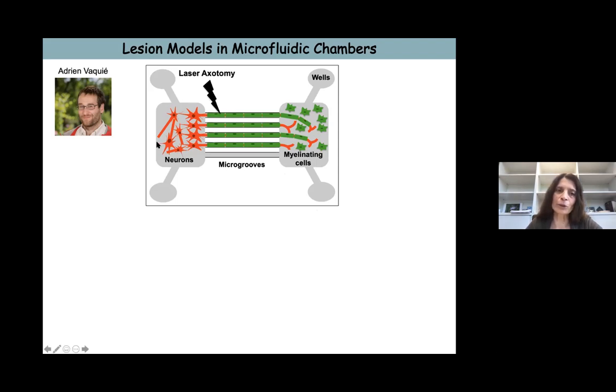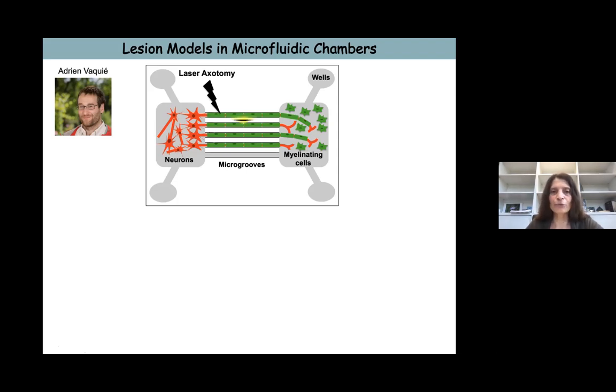And what he did also, he used lentiviruses to label the neurons in red and the myelinating cells in green. So we can do live cell imaging, time-lapse imaging, and then we can follow axonal regrowth. We can follow the interaction between the two cell types. So it's really a very nice system to test different hypotheses.